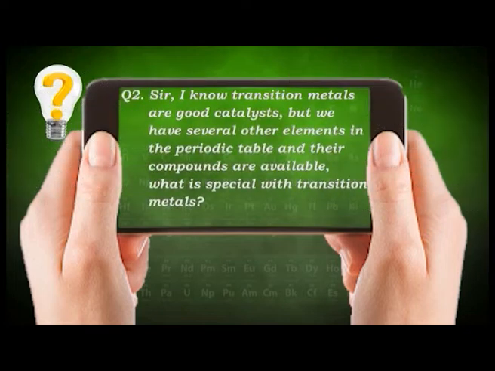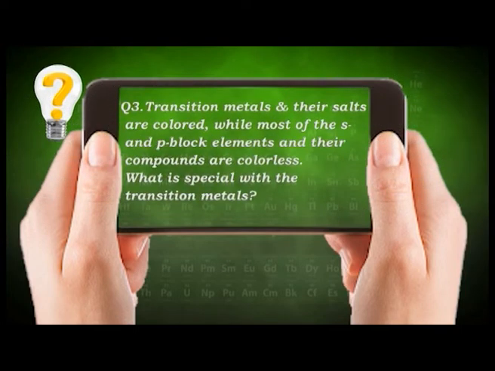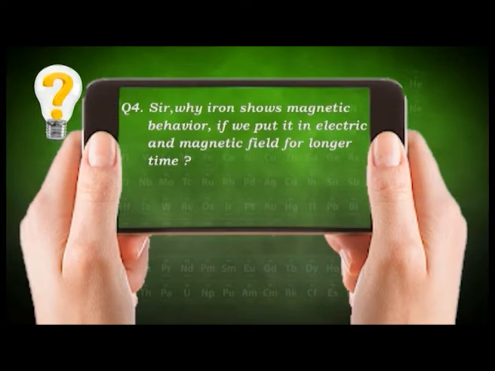Second question. Sir, I know transition metals are good catalysts, but we have several other elements in the periodic table and their compounds are available. What is special with transition metals? Transition metals and their salts are colored, while most of the S and P block elements and their compounds are colorless. What is special with the transition metals? Sir, why does iron show magnetic behavior if we put it in a magnetic field? Dear students, you are lucky enough, we will answer all these questions in this lecture only.